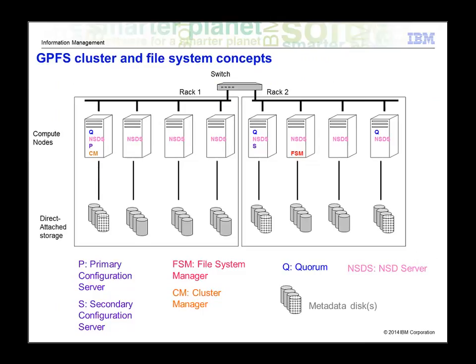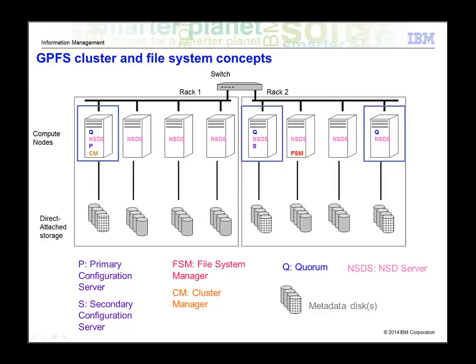Let's talk about the GPFS cluster and file system concepts. In this visual, you see that there are 3 nodes that have metadata, and all nodes can have application data. There are also 3 nodes that participate in the quorum. Quorum nodes are specified by you. Depending on the size of the cluster, there can be as many as 7 quorum nodes.